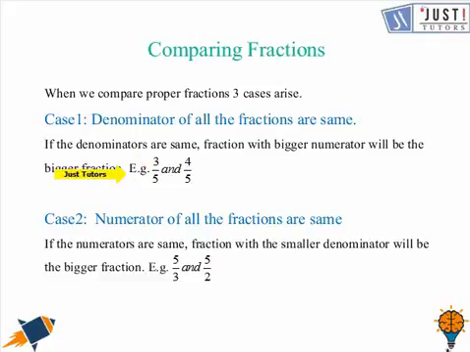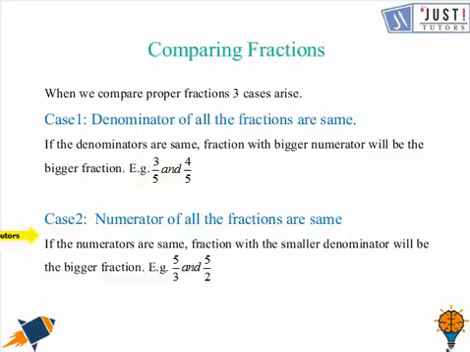Let's try to understand it with the help of this example. So that goes 3/5 and 4/5. So if you look here, the denominators are same, hence we need to look at the numerators, which are 3 and 4. And since 3 is small, that means 3/5 is actually the smaller fraction here.